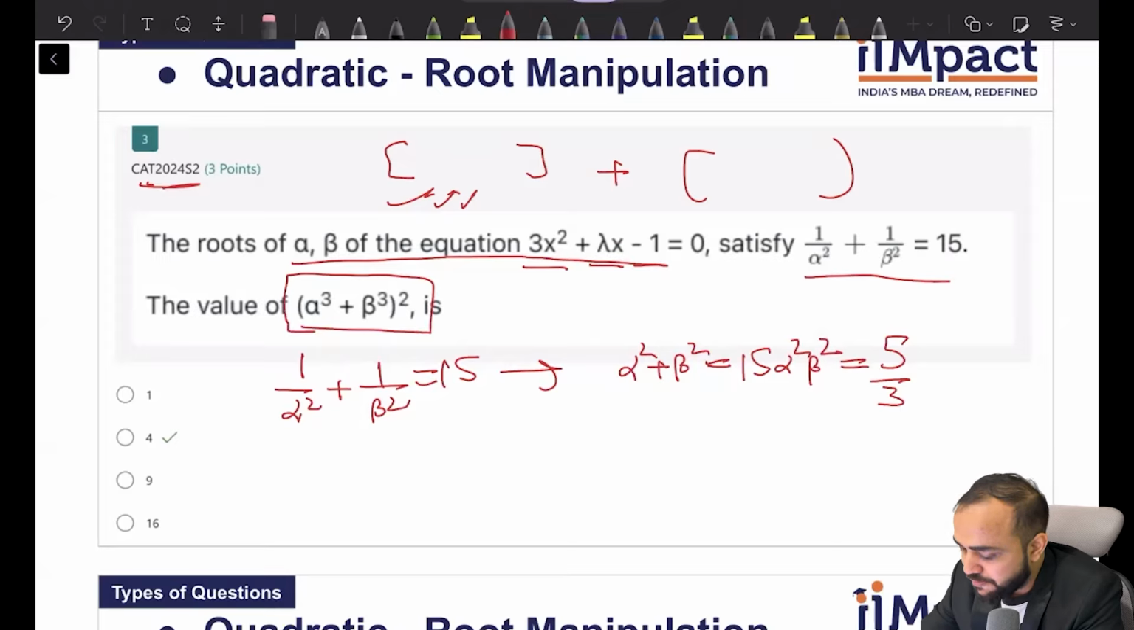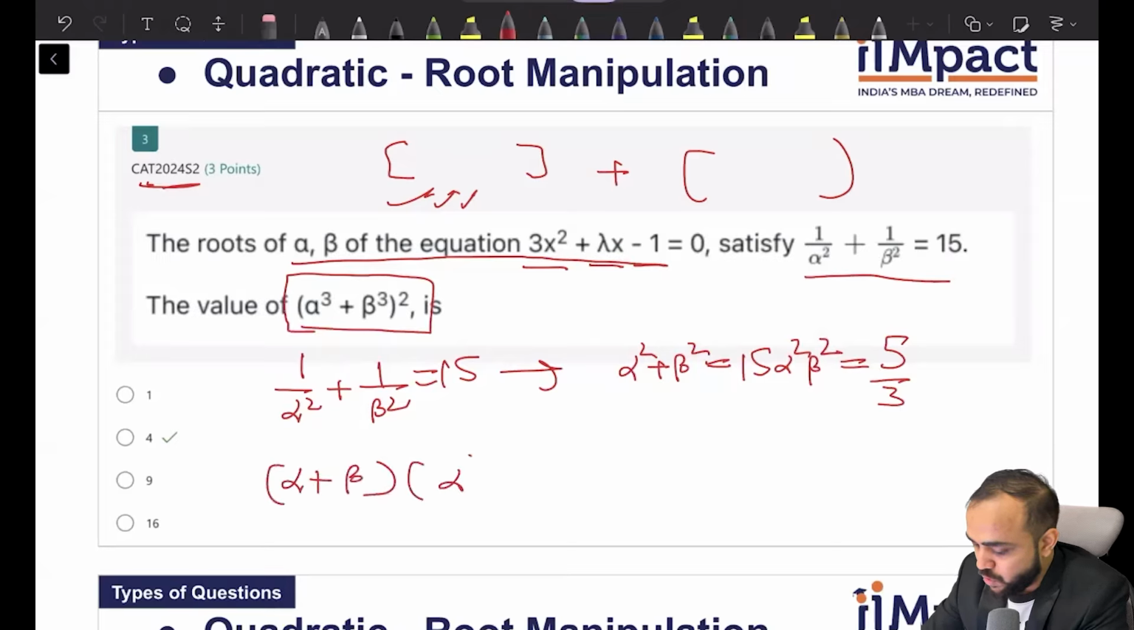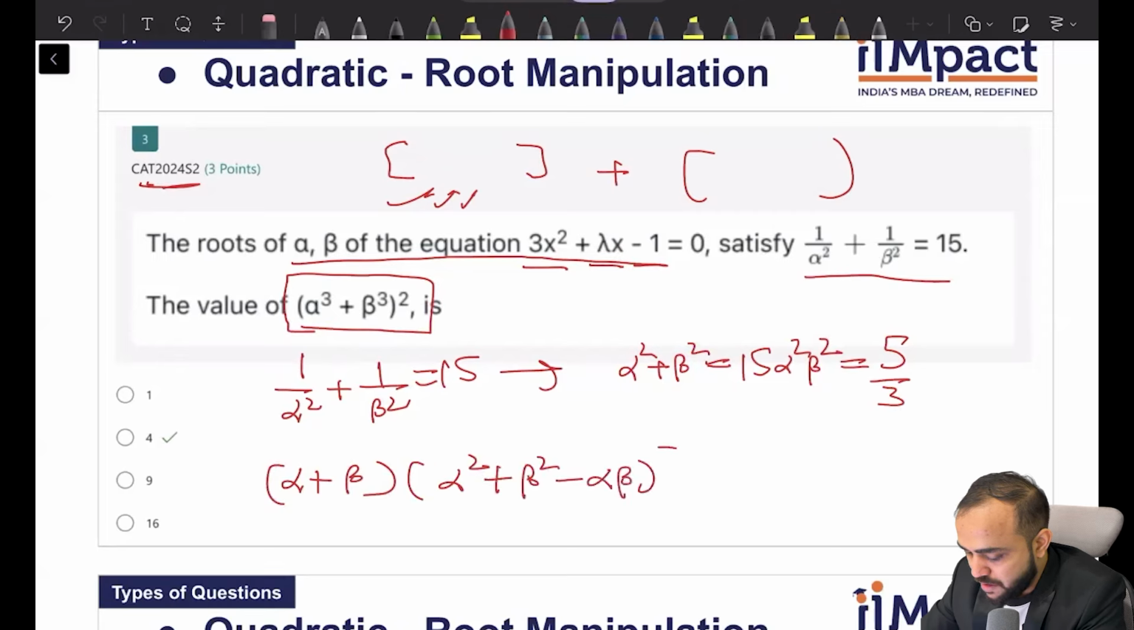They have asked me alpha cube plus beta cube, which is alpha plus beta into alpha square plus beta square minus alpha beta and the whole square of this thing. This is what they have asked. So I know alpha square plus beta square. I know alpha beta as well. I need to find alpha plus beta. How will I find alpha plus beta?